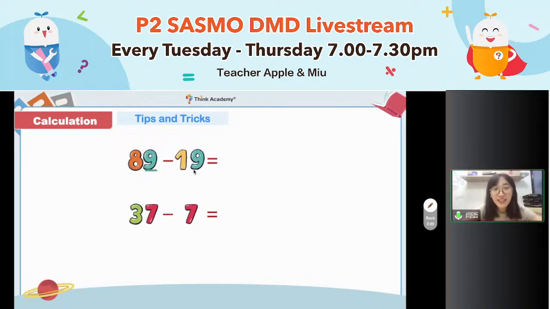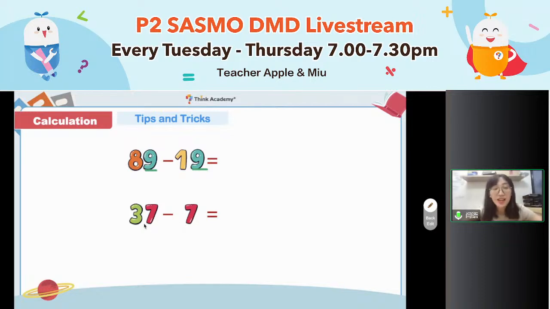Because you can see 9, the last digit, the ones digits are the same. So we can get 8 minus 1 equals 7. But the final answer is not 7. Why? Because it should be 80 minus 10, right? So we can get 70. Okay, the last one. Wow, yeah, very good.